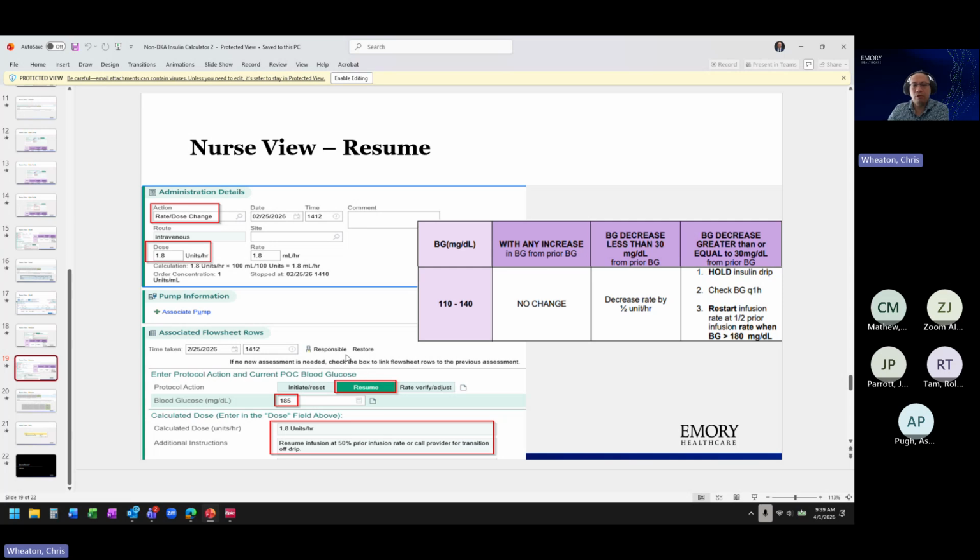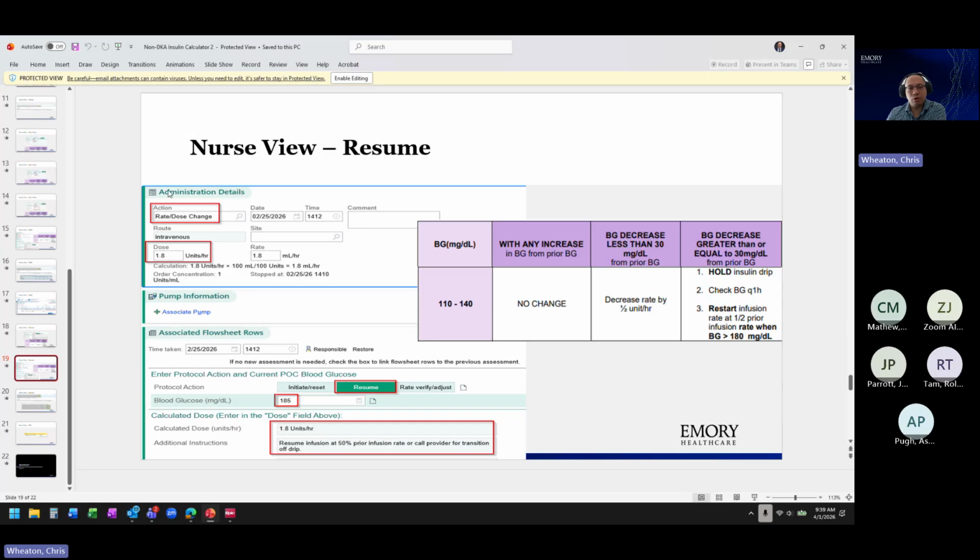When the blood glucose is above 180, so 181 or 185 in this example, Epic will automatically calculate out to restart at half the rate. Since we were at 3.5 units per hour, it cuts it in half to 1.75, and then it rounds it to the nearest 0.1 unit per hour. So we get 1.8 units per hour, which is what we will input up here.